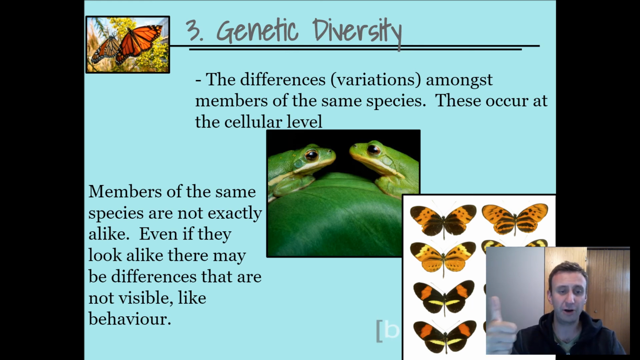Members of the same species are not exactly alike. Even if they look alike, there may be differences that are not visible, like maybe behavior or maybe being resistant to different diseases, right? I mean, there's so many different things. And you'd be amazed how much of stuff, we're going to talk about this later on, comes from your genetic code. Even things like your sense of humor, a lot of that actually has to do with your genetics. It's amazing how much your genetics makes you you.